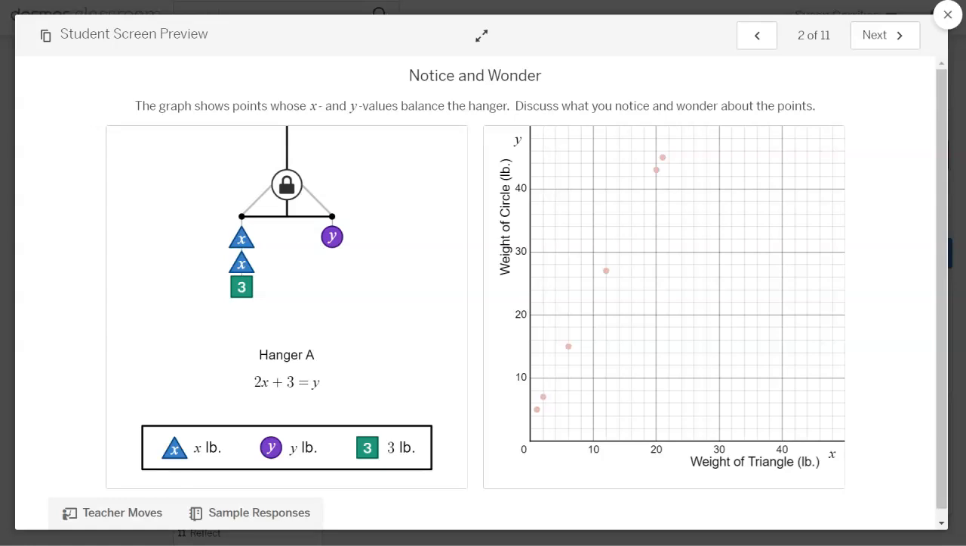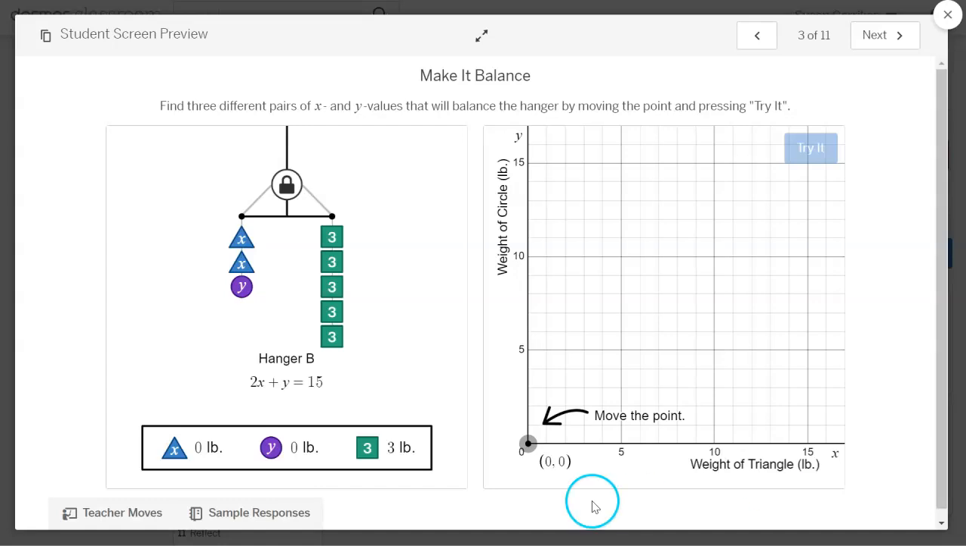Now here we're putting the graph, the equation, and the model all together. You can see the points in red that have been plotted for different people's solutions that worked. All of these solutions made the left side match the right side. And then here we're going to move the point that would work.